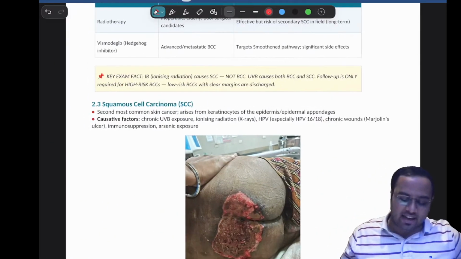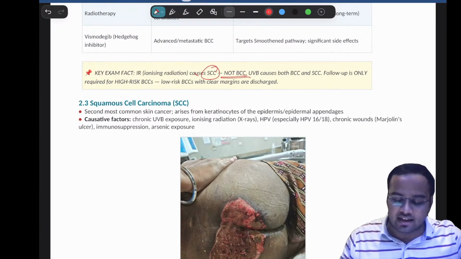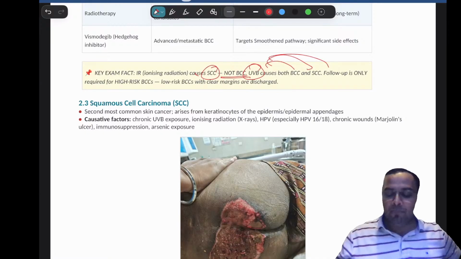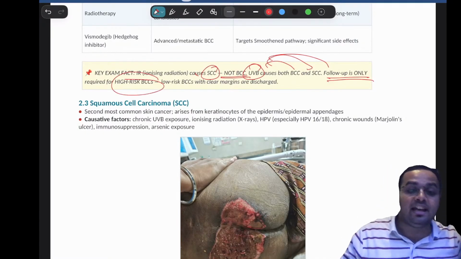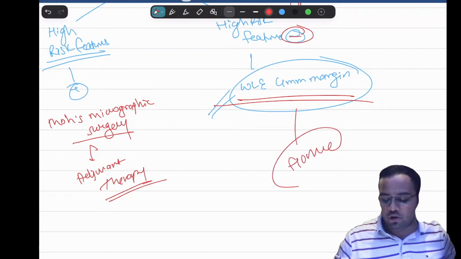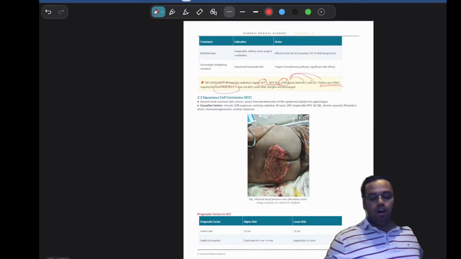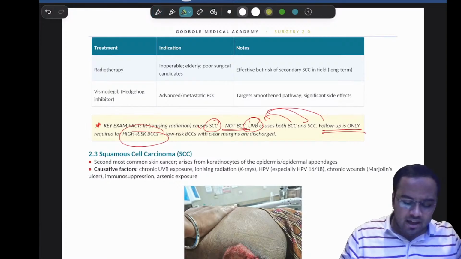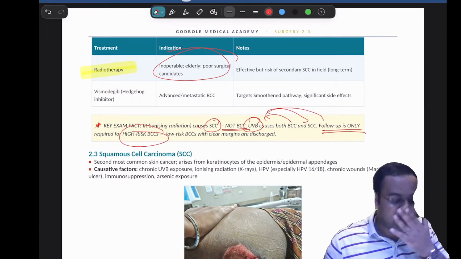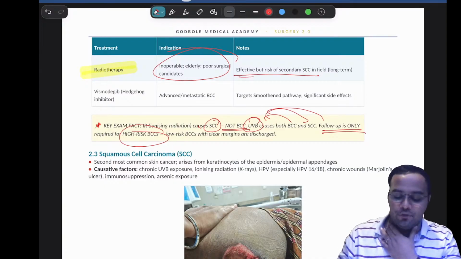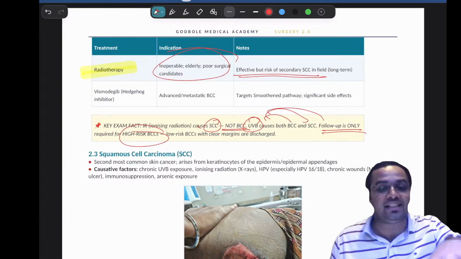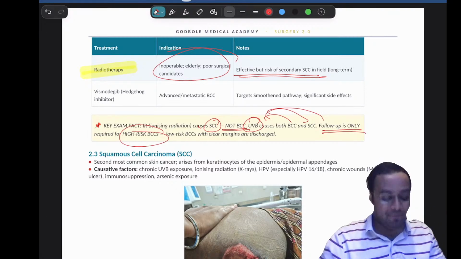So ionizing radiations cause SCC but not basal cell carcinoma, and UV radiation causes all types of cancers, and follow-up is only required for high-risk BCC. As I said, wide local excision done, send the patient home, no need for follow-up. So it is very important for us to know all of it. Radiation therapy is very rarely indicated, when the patient is very elderly and surgery cannot be tolerated, but it has a secondary risk for SCC. That's what I told you, that radiation causes squamous cell carcinoma. So when you give radiation for BCC, the patient might develop squamous cell carcinoma later on.